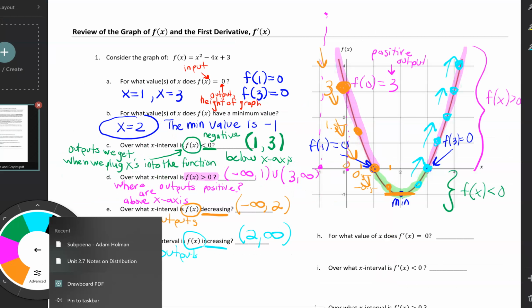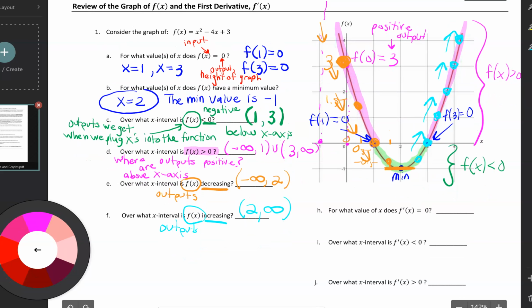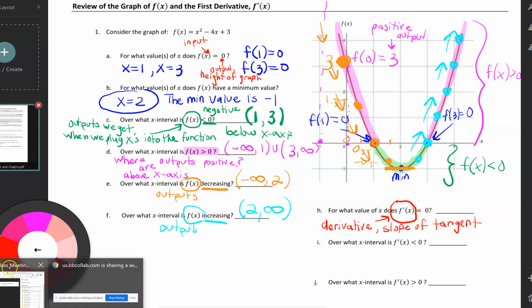Here we go. Okay, so now let's look at what H is asking us. H is asking for what values of x does f prime equal to 0. F prime is the derivative. The derivative is the slope of the tangent line. We learned that back on test 1, right? So for what value of x would the derivative be 0? You can drop it in the chat.